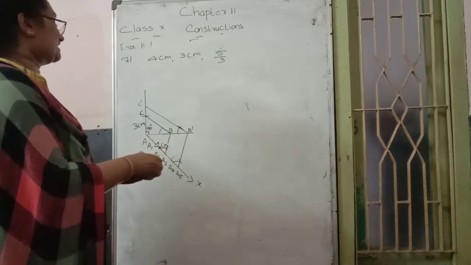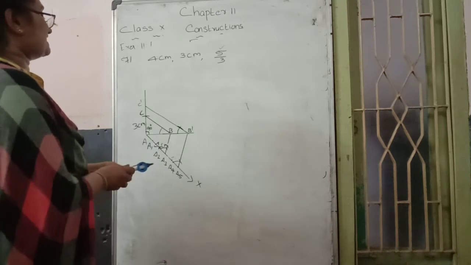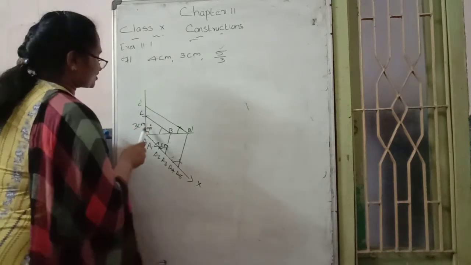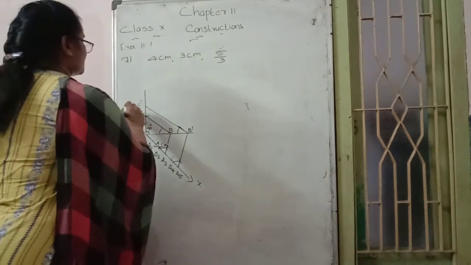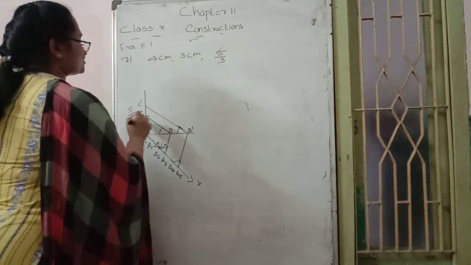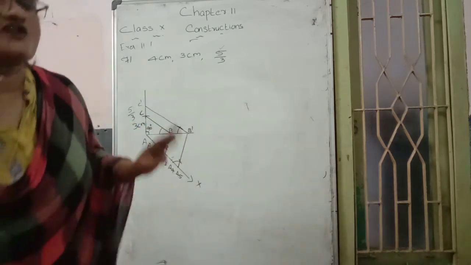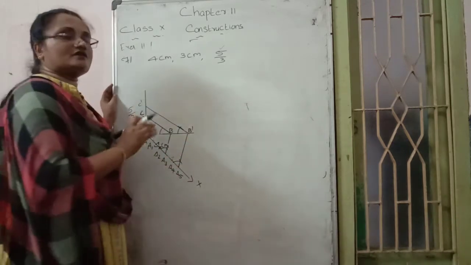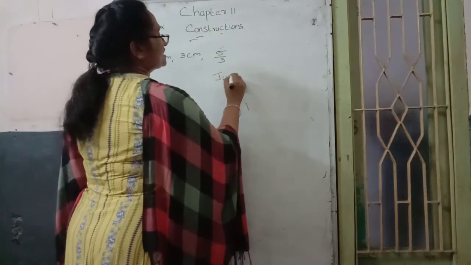So the similar triangle is represented as A B dash C dash. How much time? 5 by 3 times of the original triangle ABC. Here also, steps are needed. Next, I am going to write the justification.